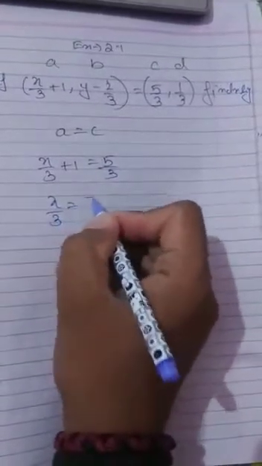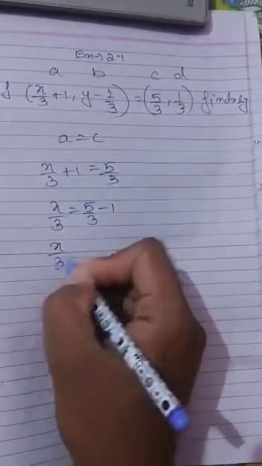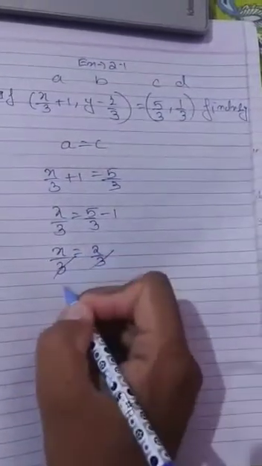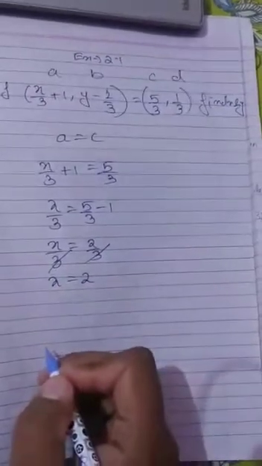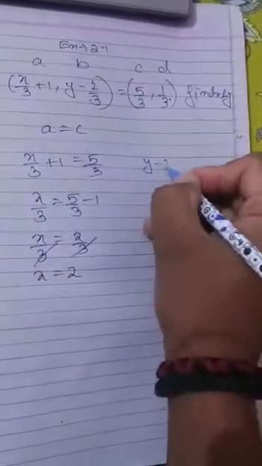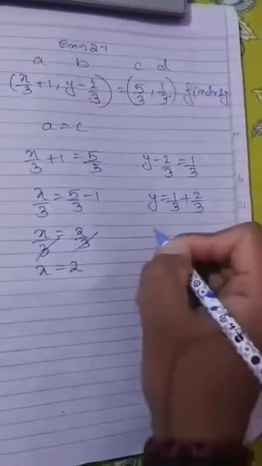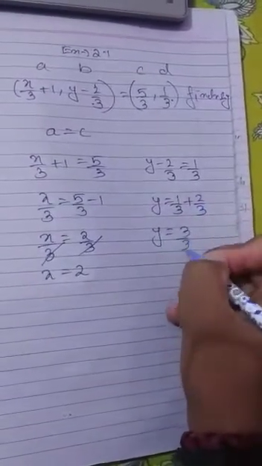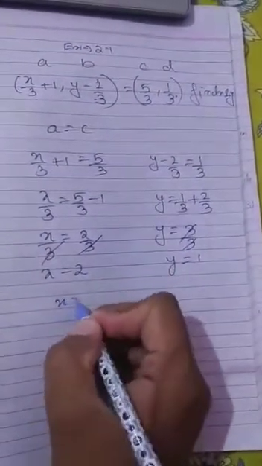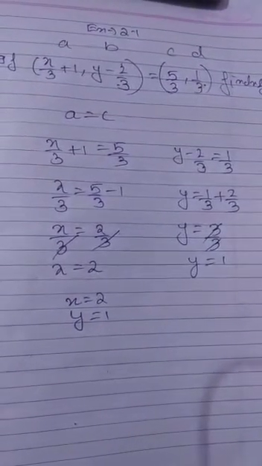So x/3 is equal to 5/3 minus 1. This plus will go that side and give a minus sign. Taking LCM, you will get 2/3. Now 3 and 3 will be cancelled out, x will be 2. Now b is equal to d, so y - 2/3 is equal to 1/3. So y is equal to 1/3 + 2/3, which is 3/3, and the value of y is 1. So our answer is x is equal to 2 and y is equal to 1. So like this we will solve the questions.